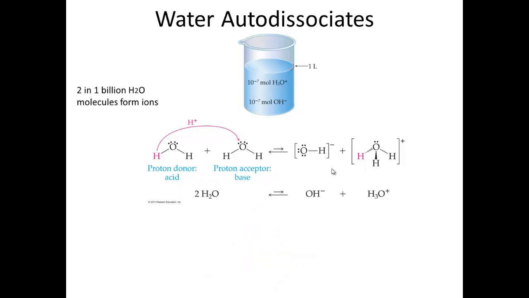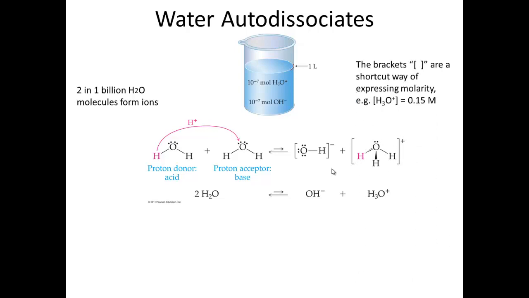If you were to take 1 liter of water, you would find 1 times 10 to the negative 7 moles of hydronium and 1 times 10 to the negative 7 moles of hydroxide. That's just the amount you would get for that 2 in 1 billion.